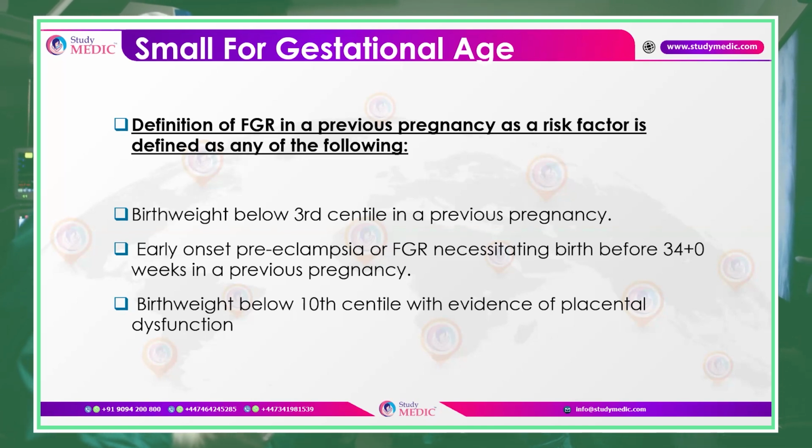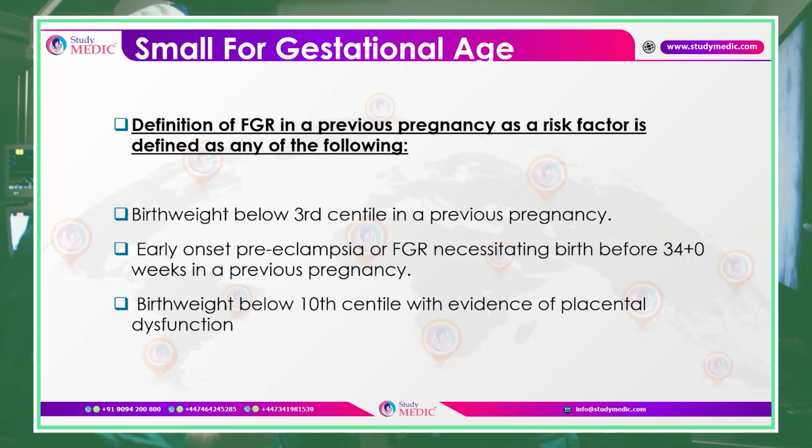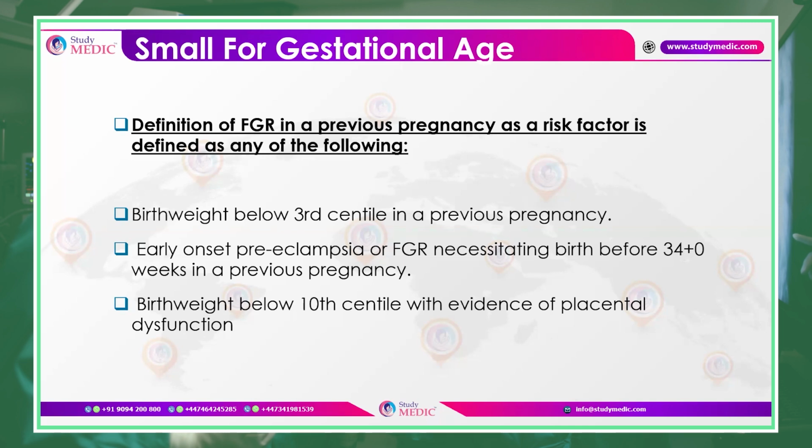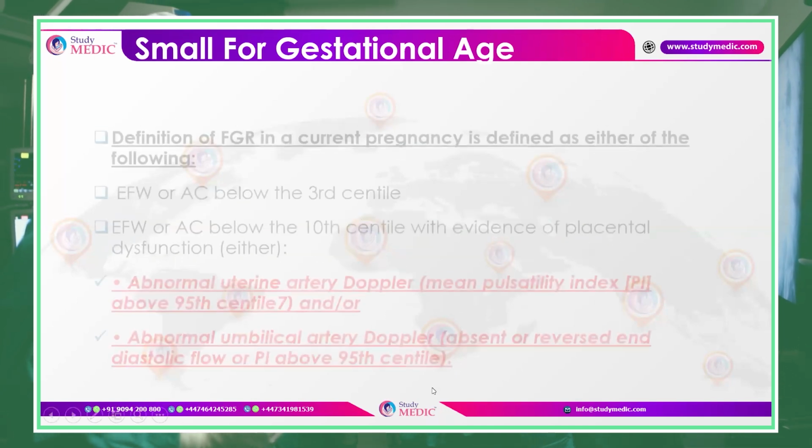So what we are saying is that if in the previous pregnancy the risk factors were there, like birth weight below the 3rd centile, which is considered severe growth retardation, or if the previous pregnancy was complicated by preeclampsia resulting in preterm birth before 34 weeks, that is also a risk factor, and we say that FGR was there in the previous pregnancy. Or if the birth weight was below the 10th centile and evidence of placental dysfunction is also there.